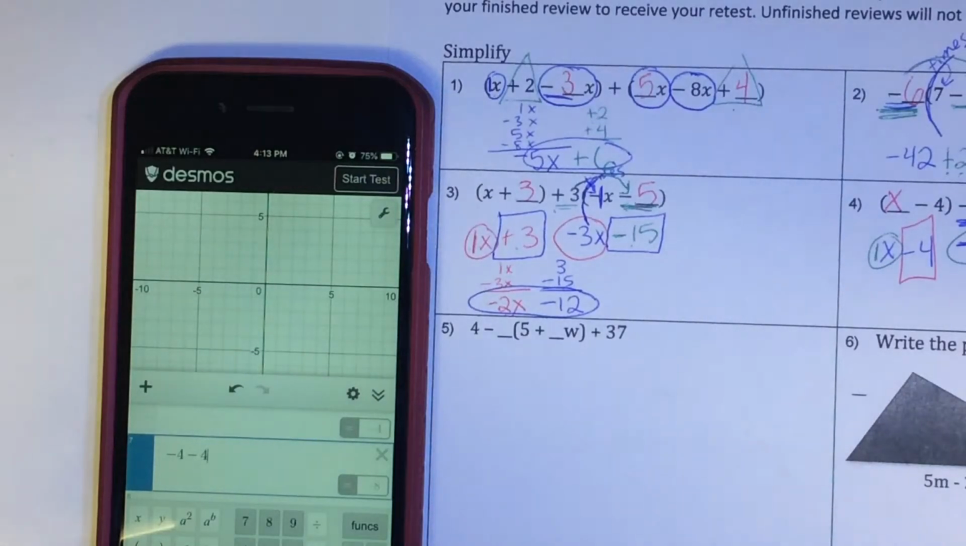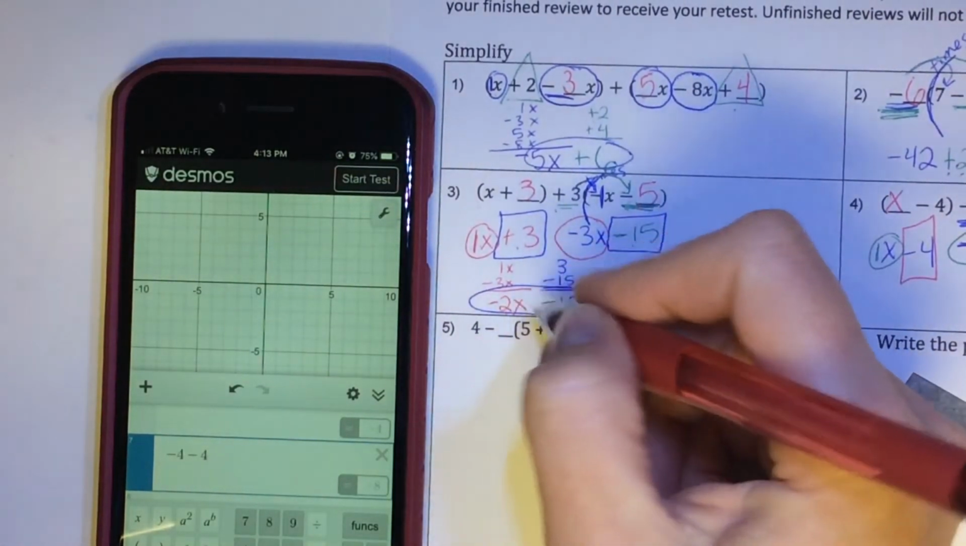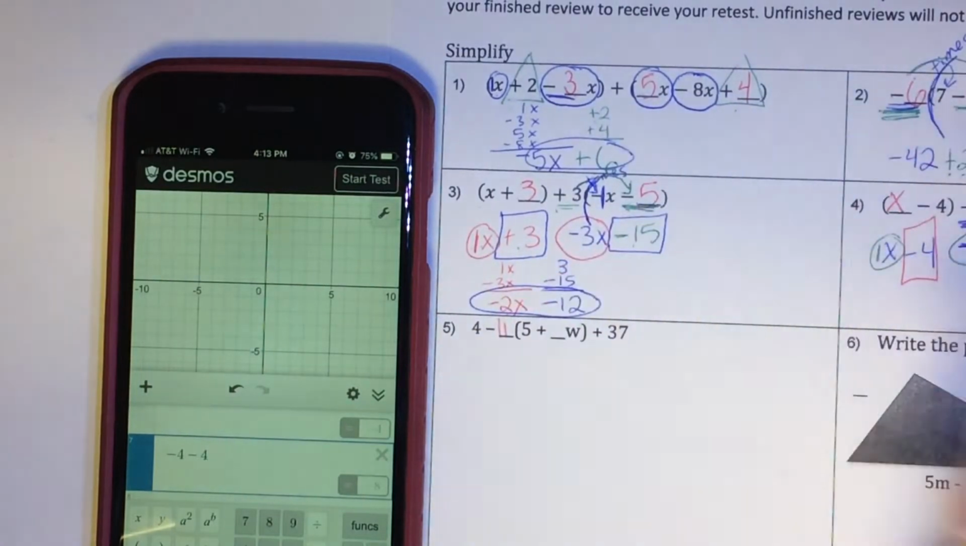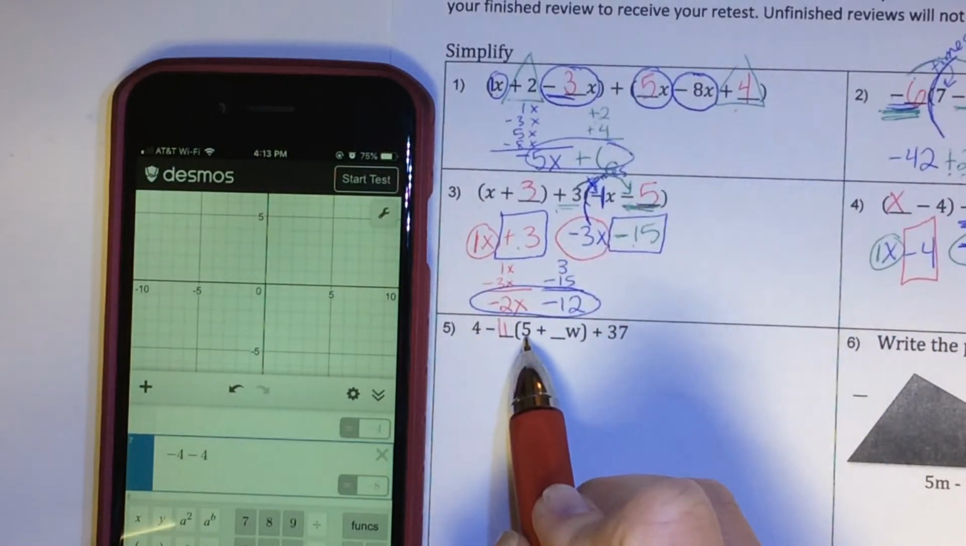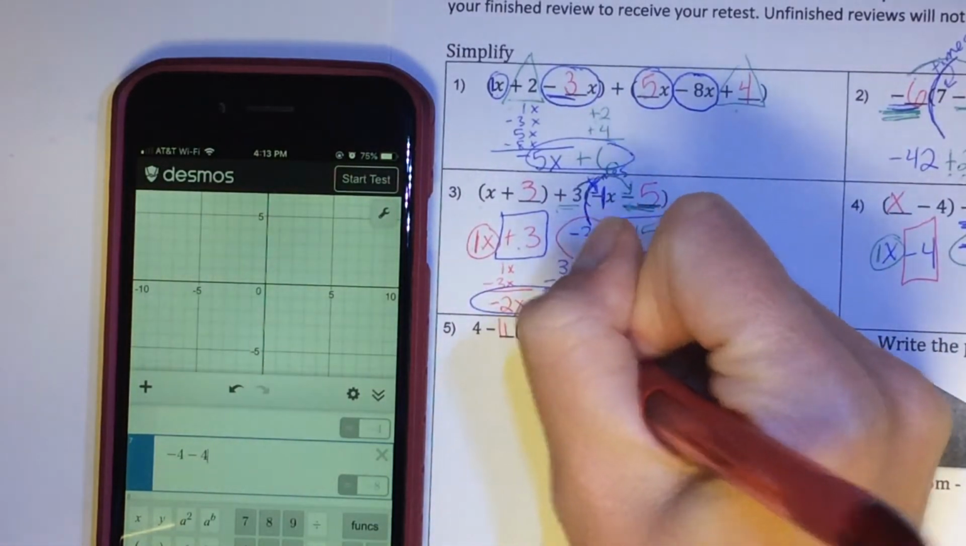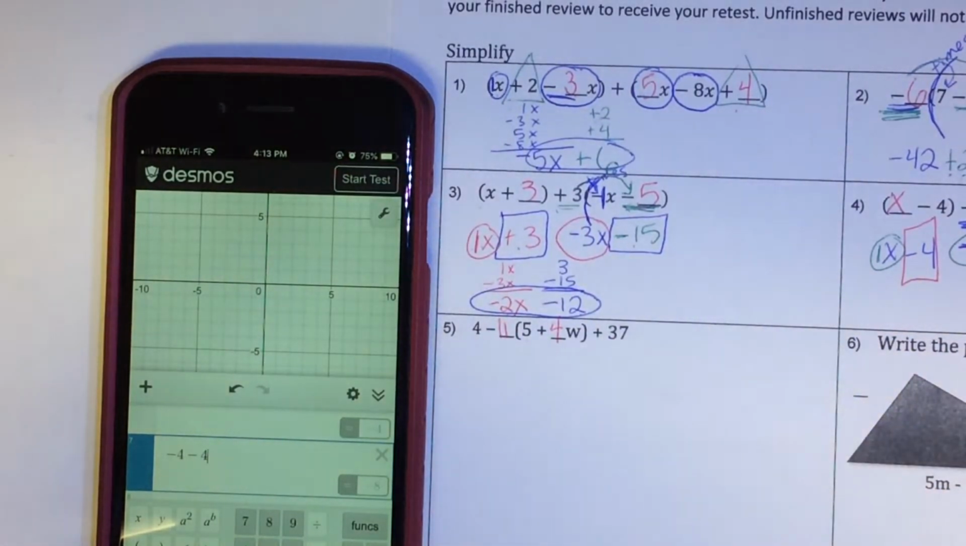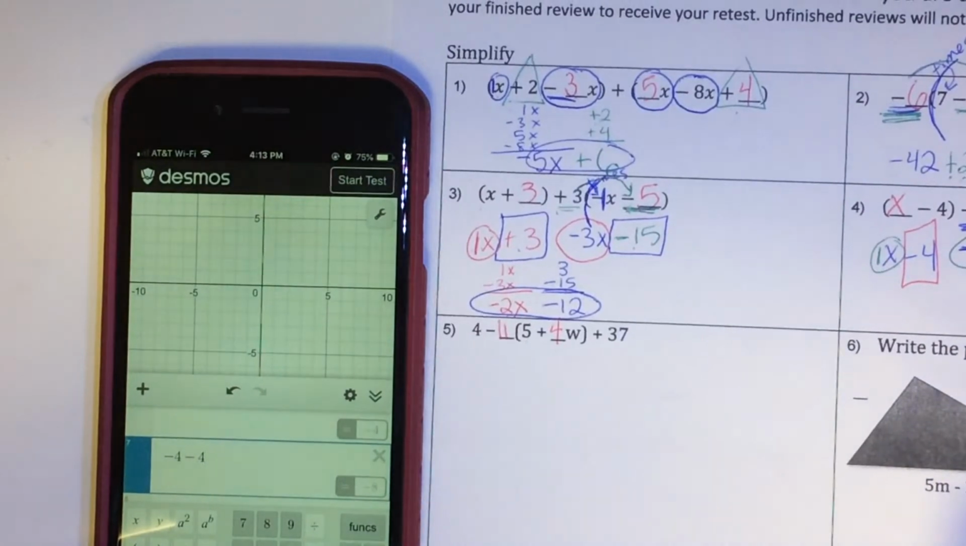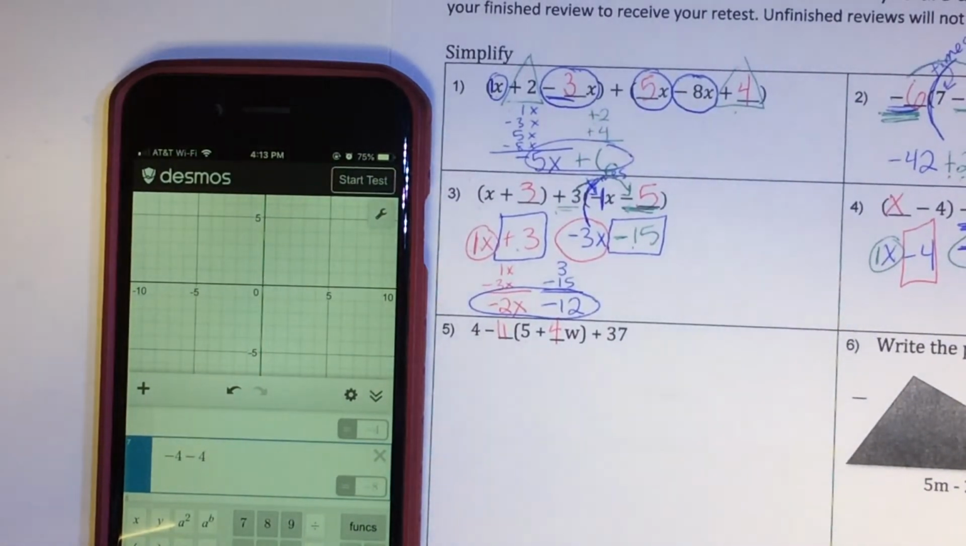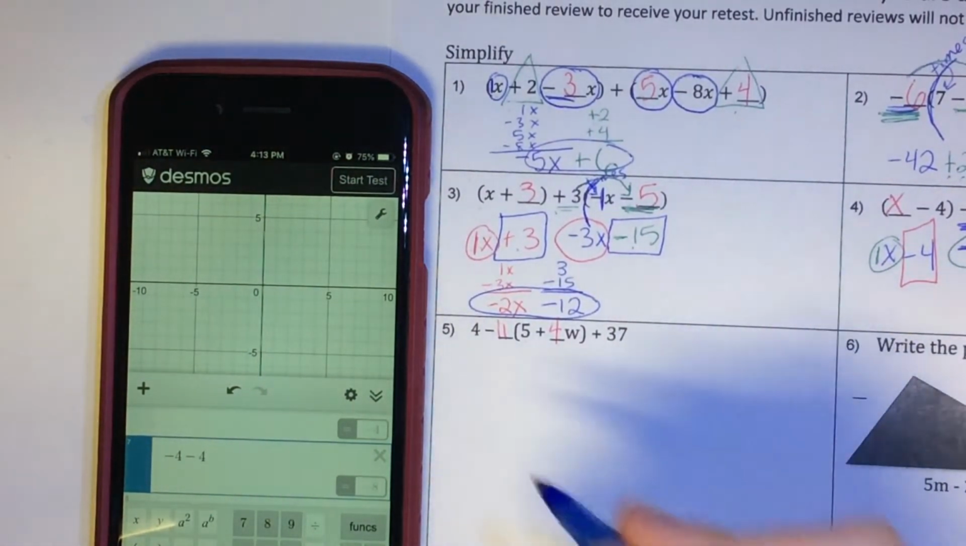For question number 5, we have 4 minus, you're going to fill in 11, and then parentheses 5 plus 4w plus 37. Pause the video, try the question on your own. When you're finished, press play. If you need a helpful hint, do distribution first.